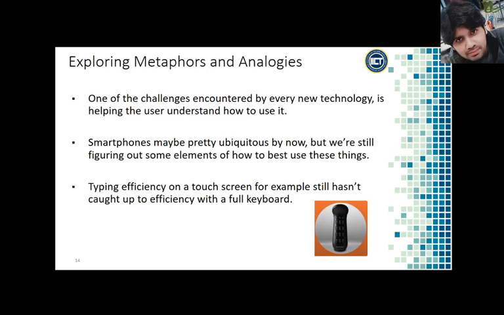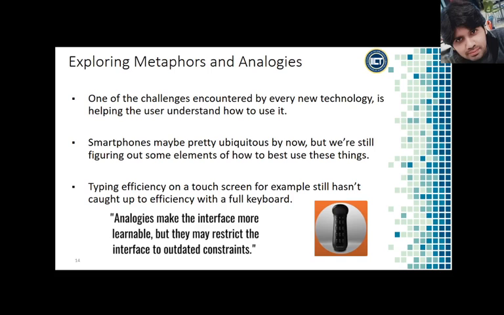For instance, Twiddler. Now this illustrates both the positive and negative sides of using analogies in design. So the analogies make the interface more learnable, but they may restrict the interface to outdated constraints. So take a moment and think about how this applies to your chosen area of HCI. If you are looking at things like gestural interfaces or touch-based interfaces, what analogies can you draw to other interfaces to make your designs more learnable? And at the same time, what do you risk by using those analogies?